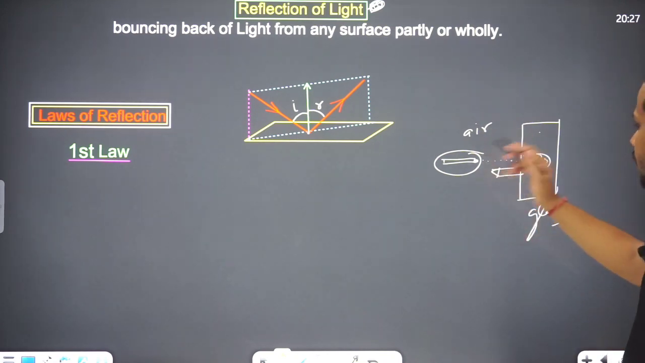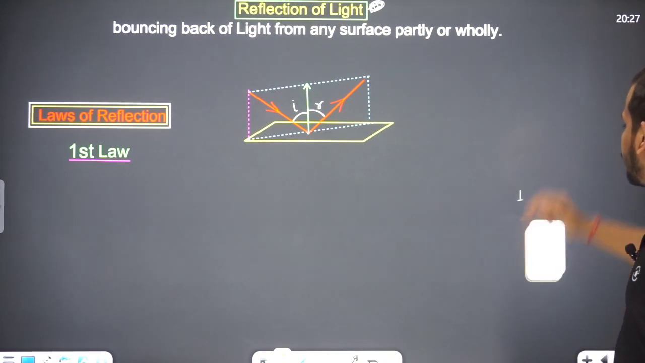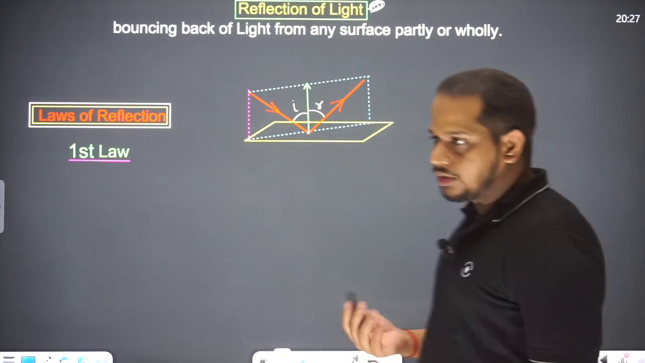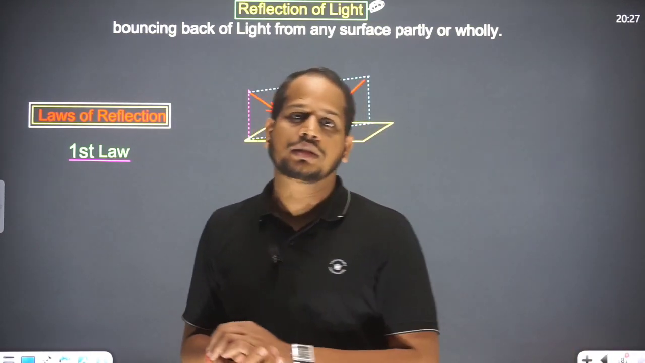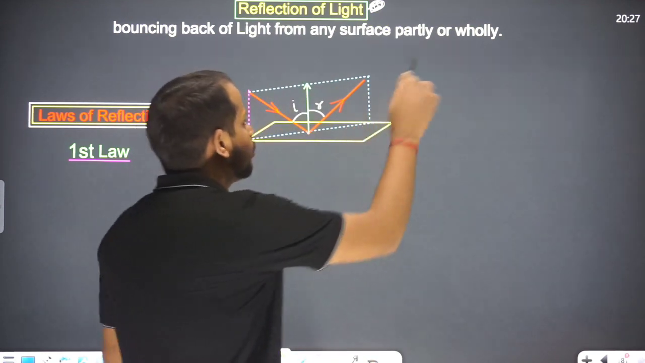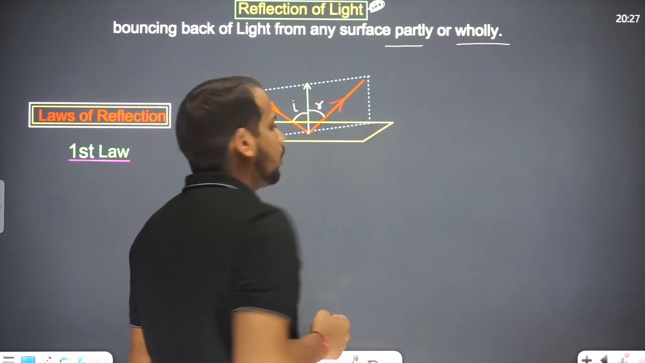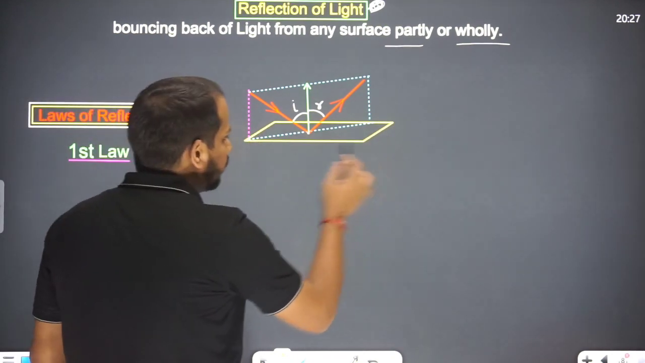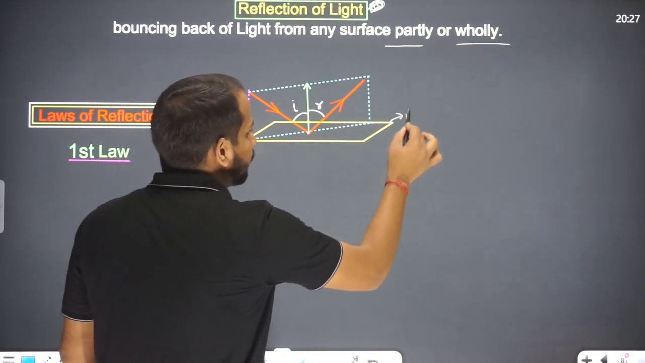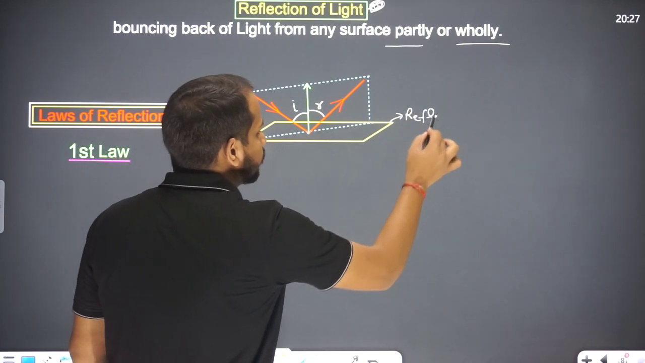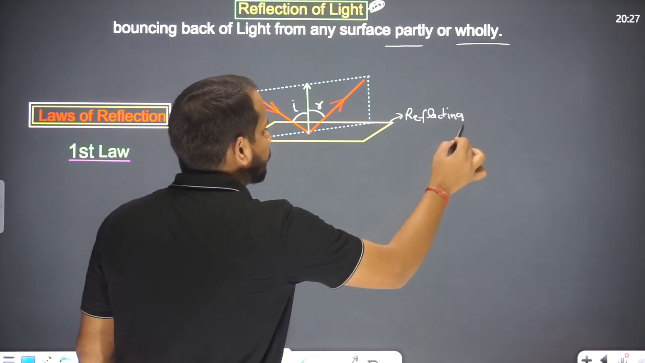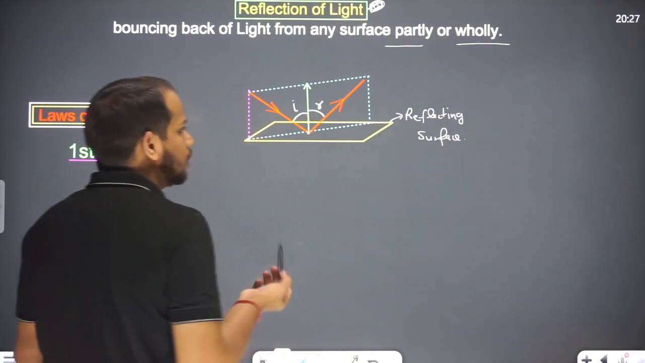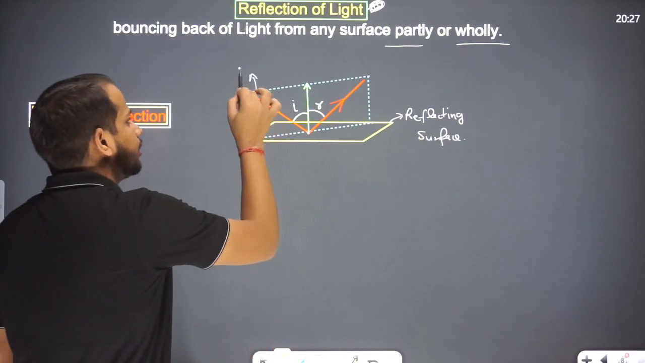So let's see what is the meaning of reflection of light. The reflection of light means the bouncing back of light from any surface. Either the light is completely bounced, or some part of the light is bouncing, partially or wholly. This is called the reflection of light. Here there is a surface, which is called the reflecting surface, right?